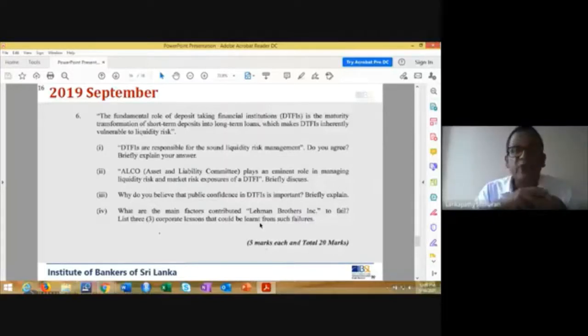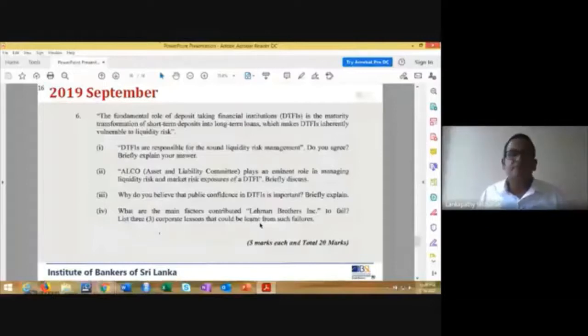The fundamental role of a deposit taking financial institution is the maturity transformation of short-term deposits into long-term loans, which makes a deposit taking financial institution inherently vulnerable to liquidity risk. They are giving some statements and asking questions from you. First, we understand the meaning of this statement. Generally, in the banks, their business is getting short-term funds and granting loans and advances for the long term. Then there will be maturity mismatches.